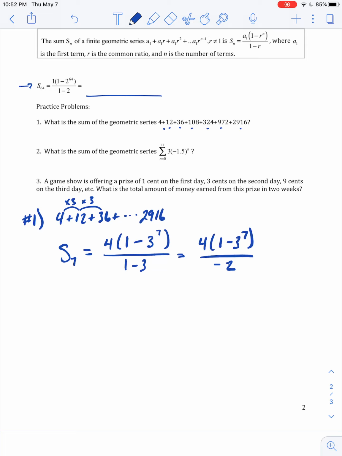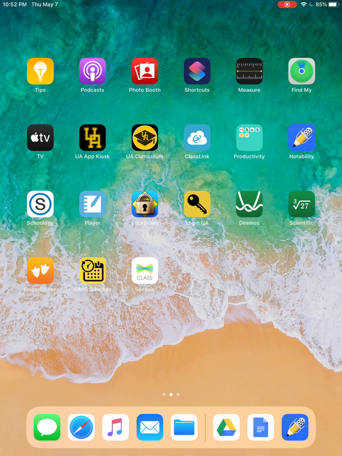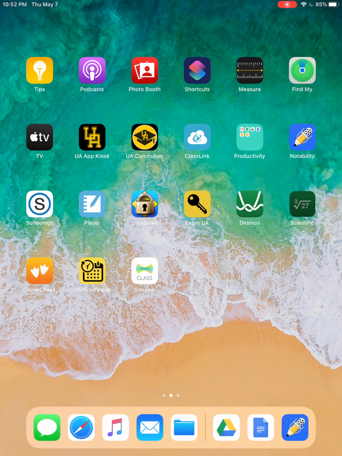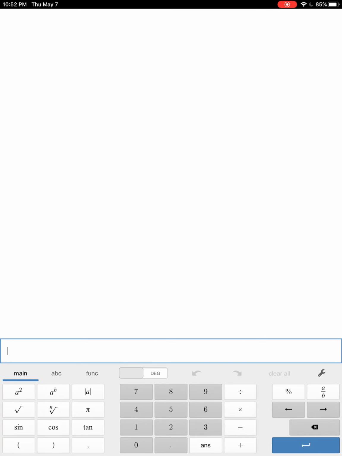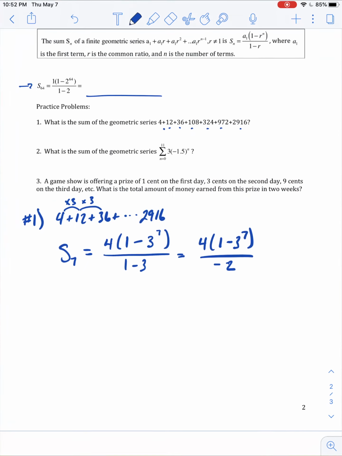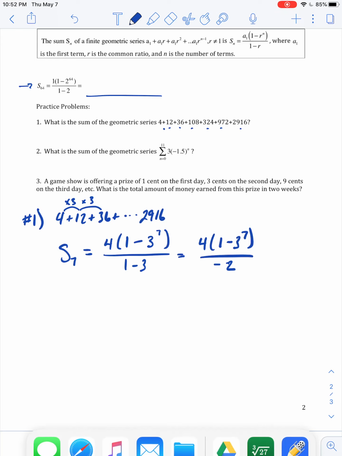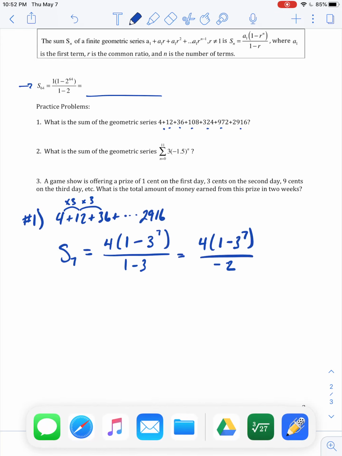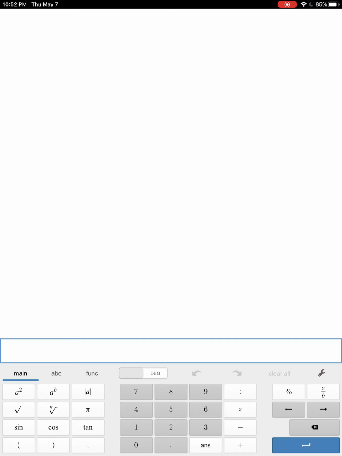And so then we can type that into our calculator and see what we get. So let's see, 4 times... I don't know if I have my calculator up. There it is. Okay, we'll go back to Notability, and then we'll hopefully get this thing to pull up. It's not liking that. I don't know why it's not working. I wanted to do a split screen, but it wasn't working. So 4 times 1 minus 3 to the 7th.